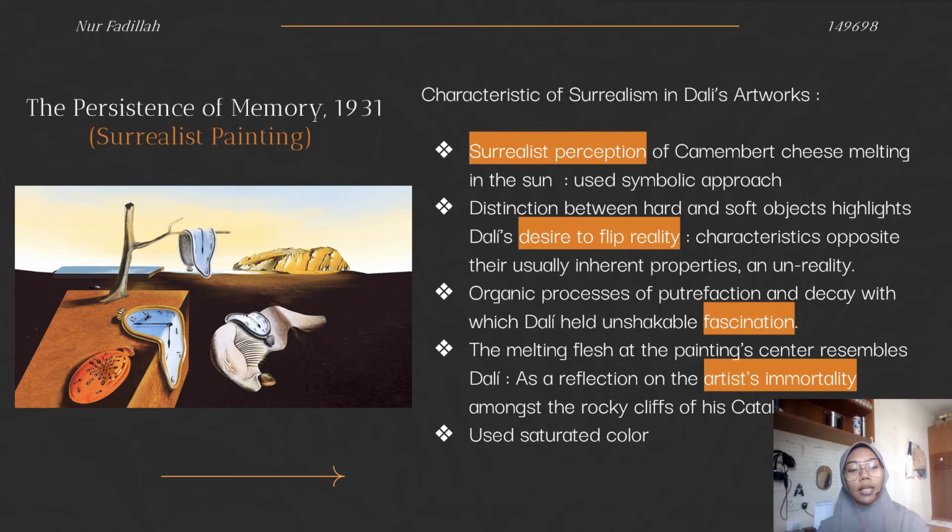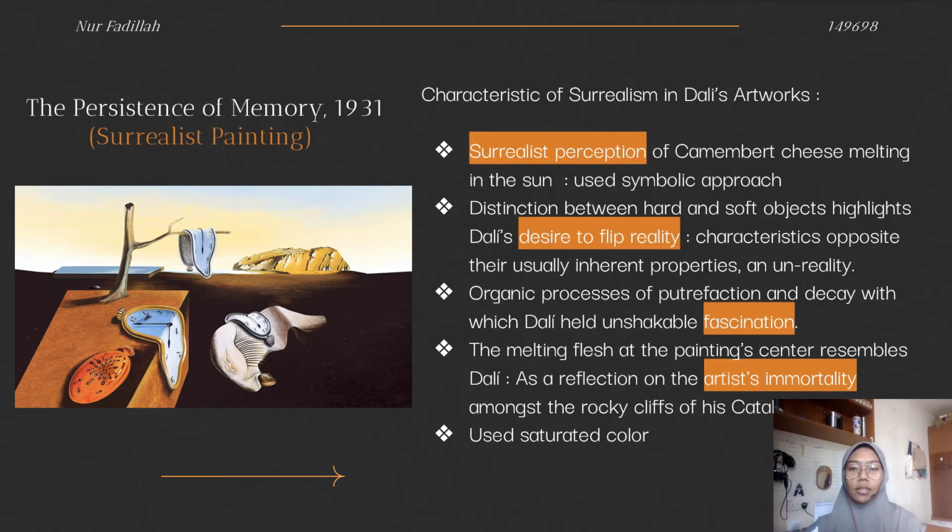It's been said that the flesh in the middle of the painting resembles Dali and reflects the mortality of the artist himself. So it becomes very personal, like one's dream. It's not someone else's dream. It's actually about Dali's dreams, or Dali's personal preferences, or about Dali's life. In this painting, as you can see, Dali used saturated color, as I mentioned before.